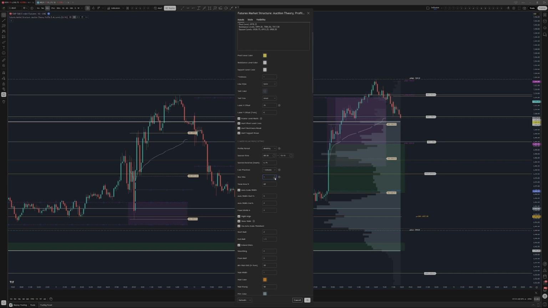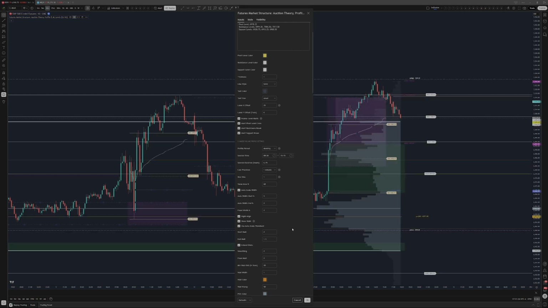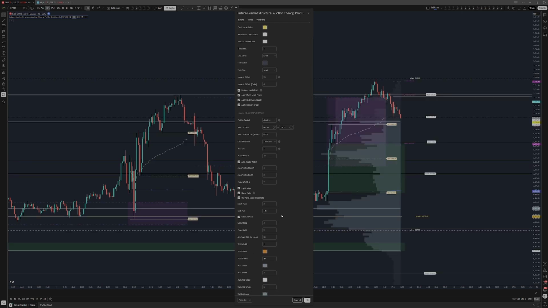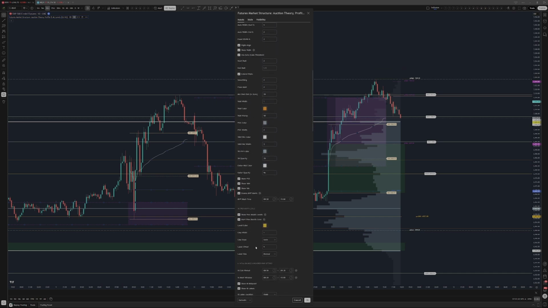Show walls. This detects high volume nodes and their edges. Boundaries on the profile where lots of volume traded. The script extends these as walls. They can act as support and resistance because they mark the edges of areas where the market has found balance. Previous month levels. Enabling these will show the previous month's value area high and low. These are important landmarks from the previous month's volume profile.